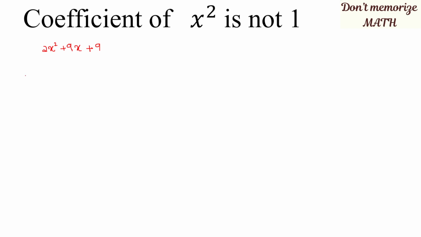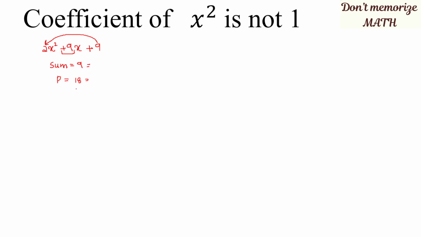So just see sum. Sum will be the same. Sum is the number with x. So sum is 9. Okay, there is no change. It's same like what we did in the previous thing. Then product. When you write the product, it must be 9 times 2, the constant number times the coefficient of x square. So the product will be 9 times 2, that is 18. Directly write 18.